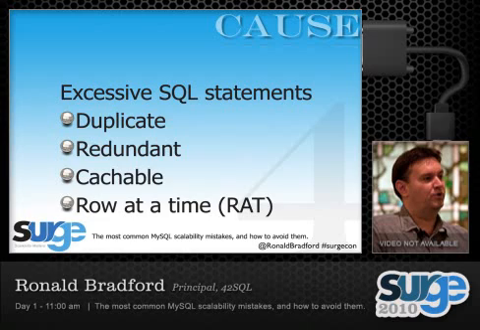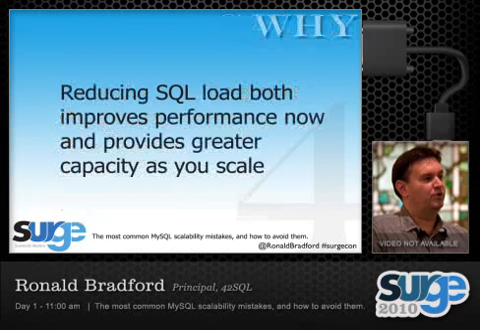And quite often I see environments where they're duplicate or redundant, or particular queries that can be cached. Another example is row-at-a-time processing. It's very common from the historical inventory processing days, where you process one row at a time when you really should be processing a chunk of data. It's a rat versus a cat process. The goal here is to reduce the SQL load, so the MySQL kernel can support greater load in the future, and that will obviously give you greater capacity.